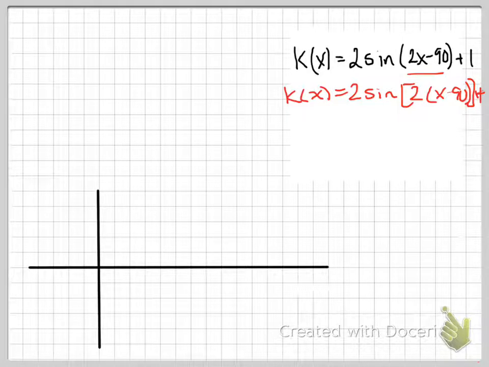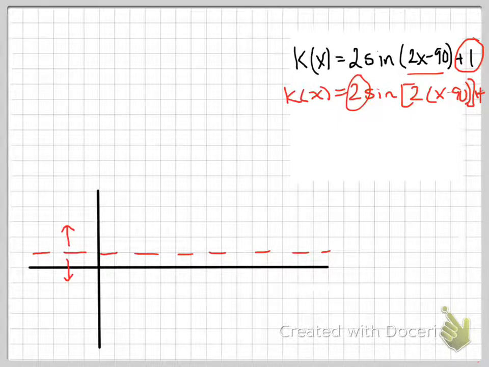So first, the middle of our graph. That's that plus 1. That tells me that my graph is going to be centered somewhere around that line. The amplitude of 2 tells me that it's only going to go up 2 and down 2 from that middle.